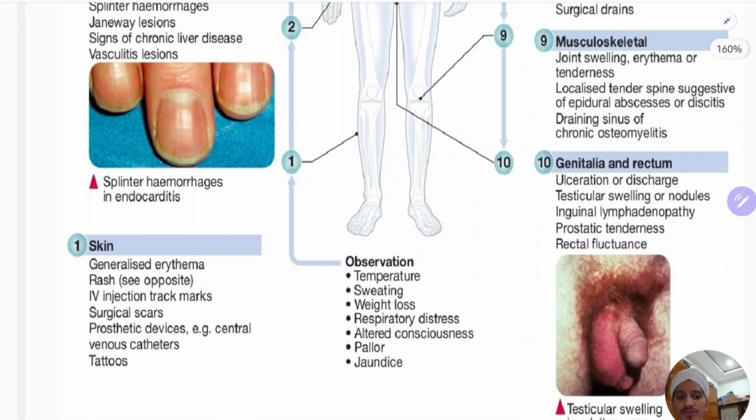First of all, you should observe the patient generally. As a general observation, the patient may have temperature, sweating, weight loss, and you can notice respiratory distress, altered consciousness, pallor, jaundice. The next comes the skin. Skin is very important to examine. You can have generalized erythema, rash, IV injection track marks, surgical scars, venous catheters or tattoos. These point towards some specific pathologies.